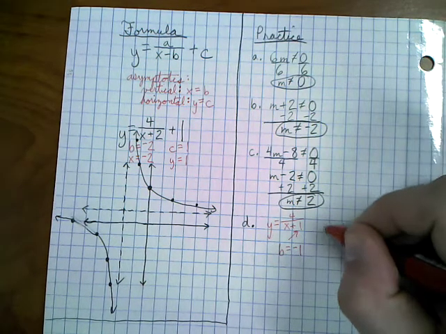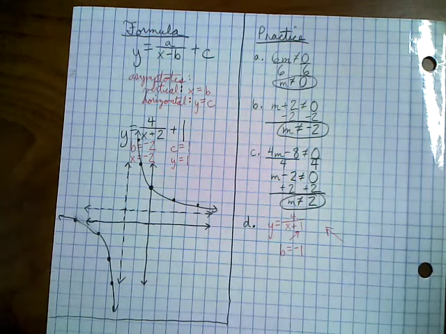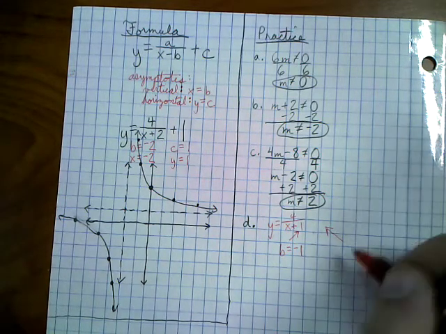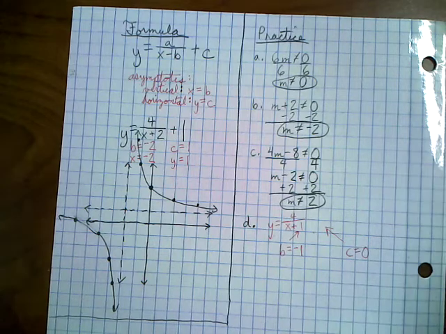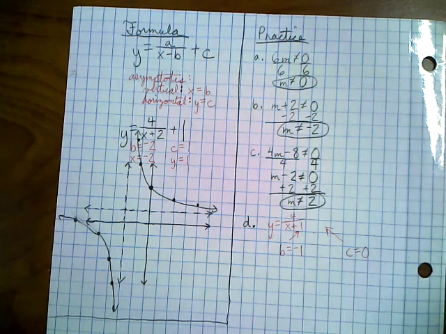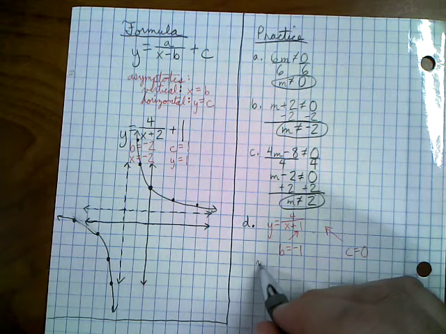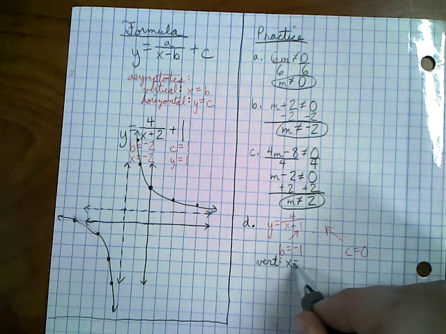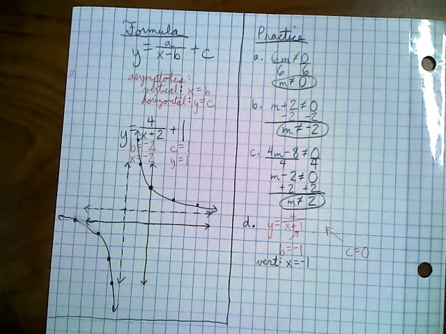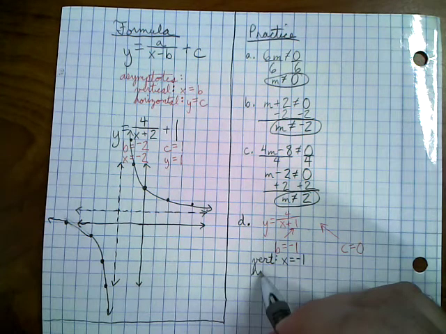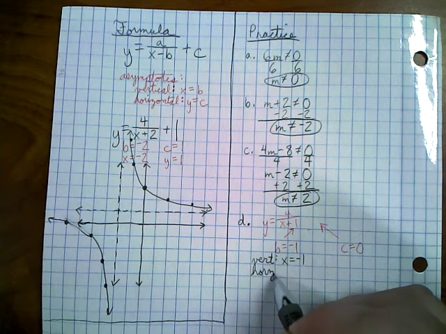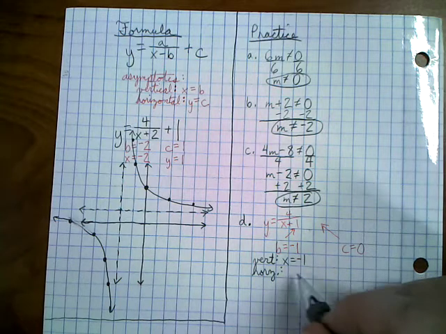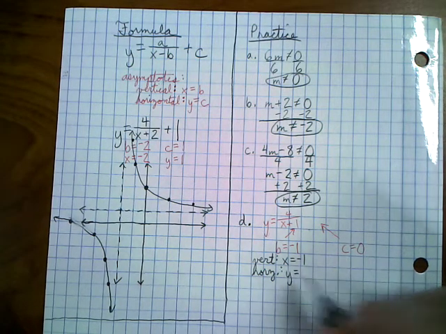And then over here, c, well, it's missing. So if we don't see it, plus what would be the same as not doing anything at all? Well, obviously that would have to be 0. So therefore, for D, our asymptotes, our vertical asymptote will be x equals negative 1. Our horizontal asymptote, we'll abbreviate it that way, our horizontal asymptote will be y equals 0.